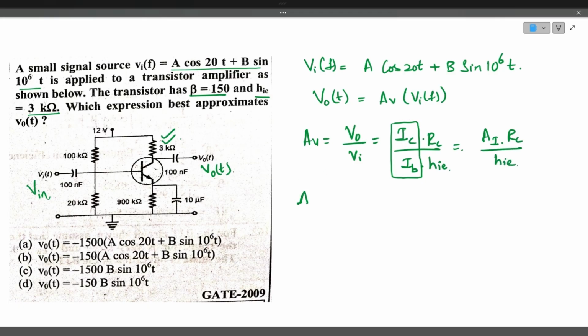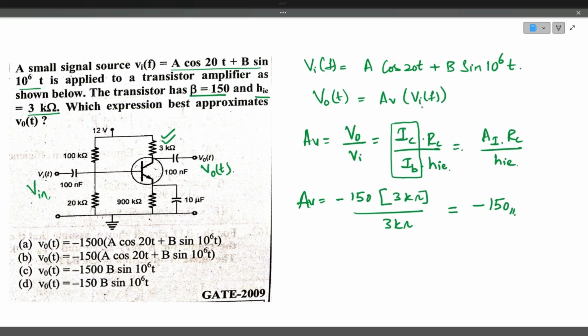Now you substitute the values. The voltage gain AV can be written as the current gain given as 150, that is beta. Collector resistance is 3 kilo ohms. Input impedance is also 3 kilo ohms. So now the voltage gain is equal to, here we have to put minus because this is a CE configuration, common emitter configuration, in which the output and input differ by 180 degrees. So the minus symbol is required. So now the voltage gain is minus 150.